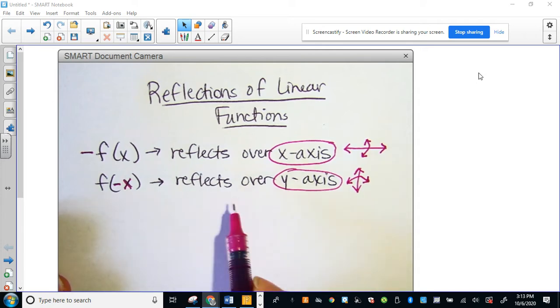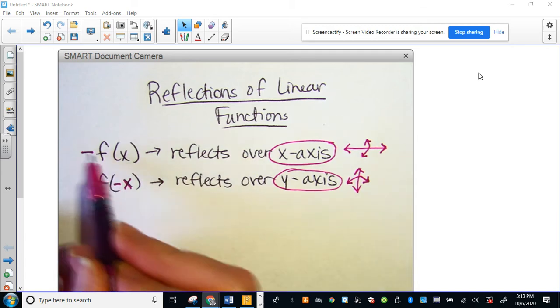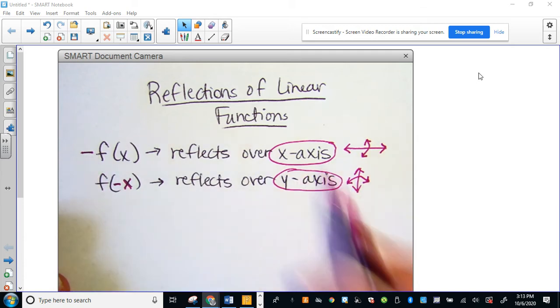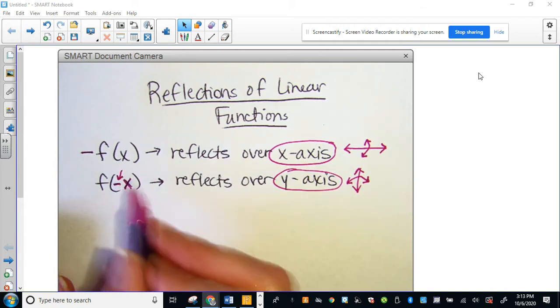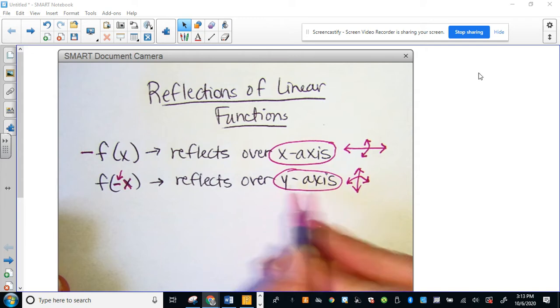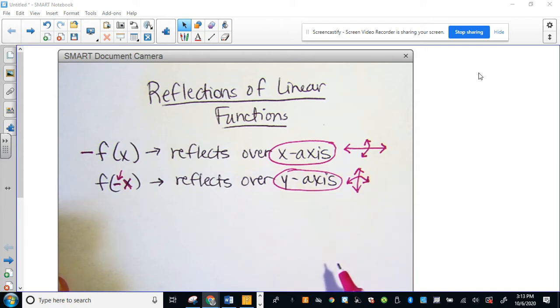I'm not sure the easiest way for you to remember this, but just remember that when the negative is on the outside, you're flipping over the x-axis. When it's on the inside with the set of parentheses, it's flipping over the y-axis. So again, I would go back through, pause, get as many notes as you can on this.